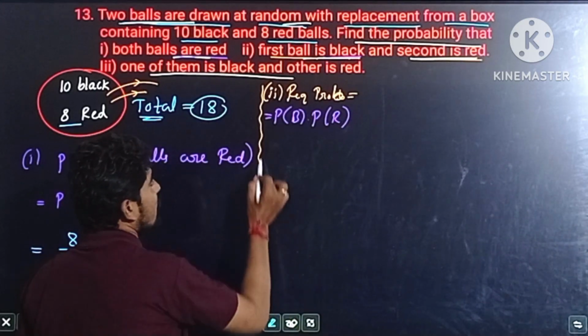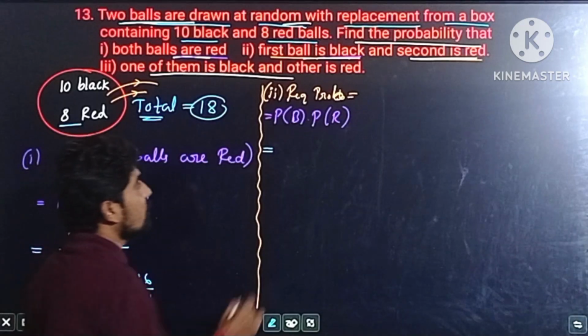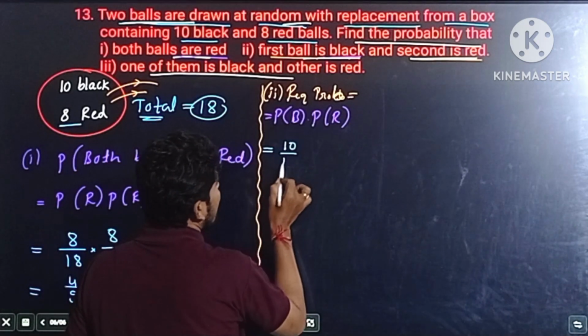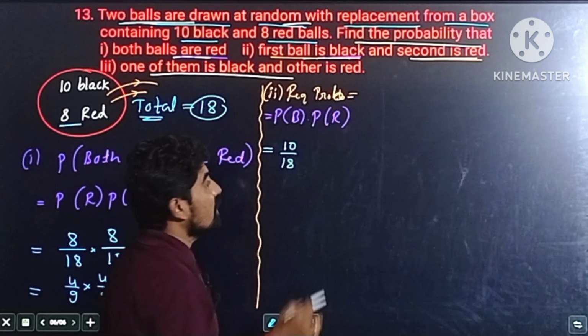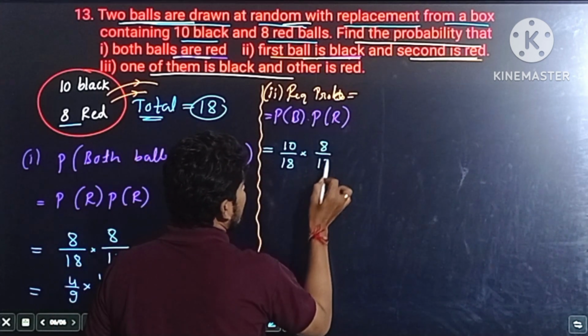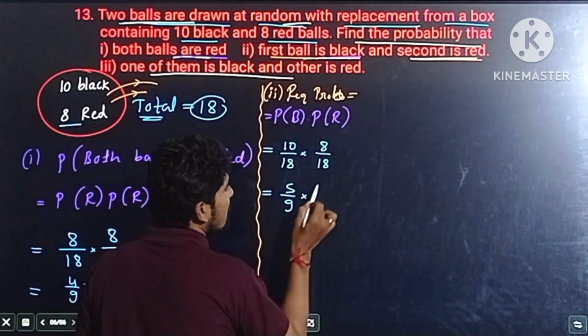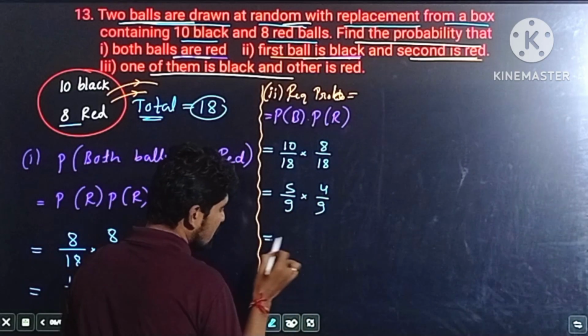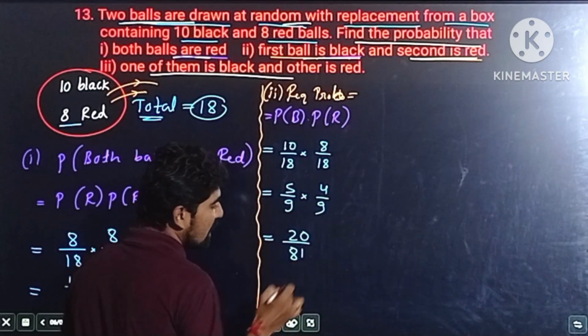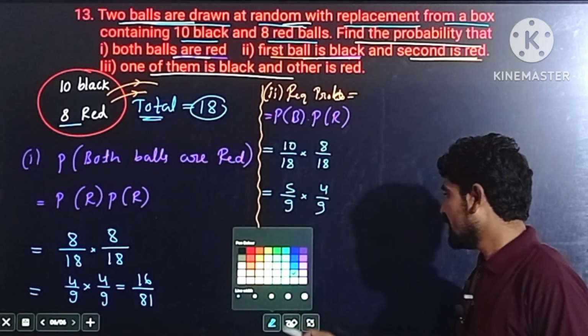Therefore, the probability of the first black ball is 10 black balls out of 18. So 10 divided by 18 is the probability of a black ball, multiplied by the probability of a red ball, which is 8 divided by 18. So this equals 2 fives are 2 nines are 2 fours are 2 nines, which equals 20 divided by 81, the probability of the first ball being black and the second ball being red.